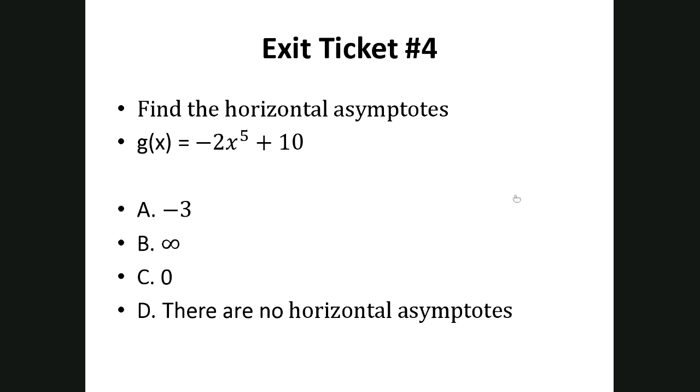Yeah, there's going to be none, because this would be negative 2x to the fifth plus 10 all over 1. So when you think of just your regular polynomial functions, there's no horizontal. That's why there's no horizontal asymptotes. They're unbounded. Good.